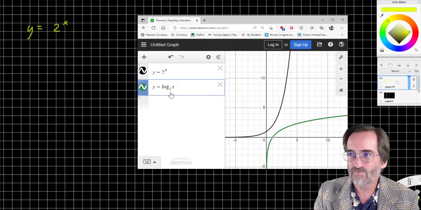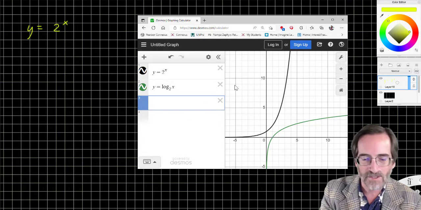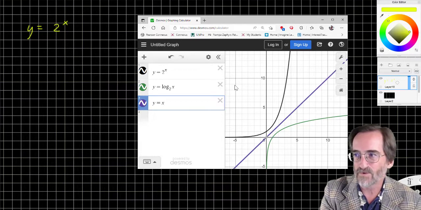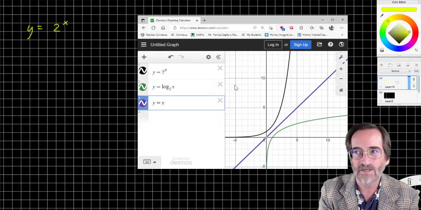So at each point I say, 2 to what power is x? 2 to what power is x? The answer to a log is a power. And you'll notice the reflection. We've talked about inverses. Y equals x. These are inverses of each other. Log base 2 of x and 2 to the x are inverses.